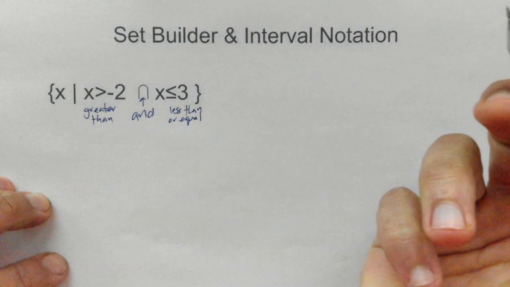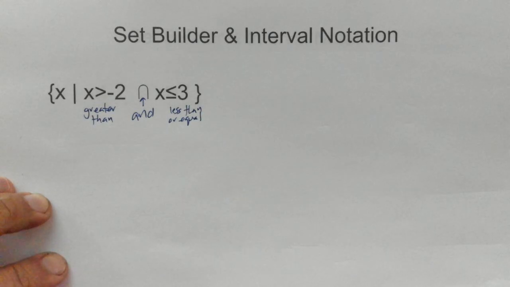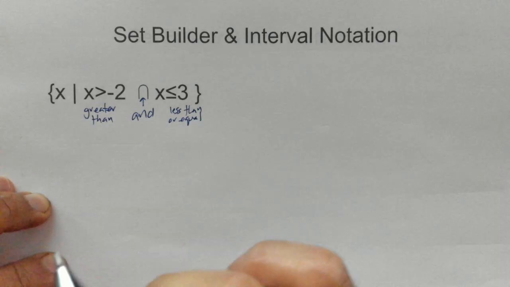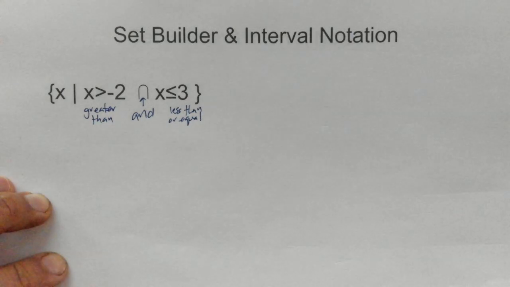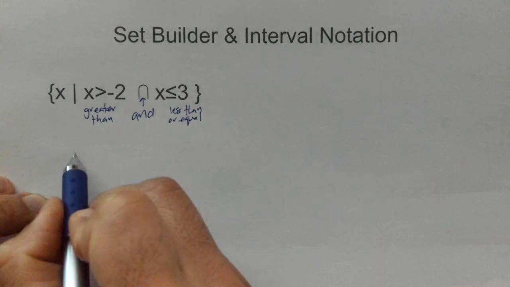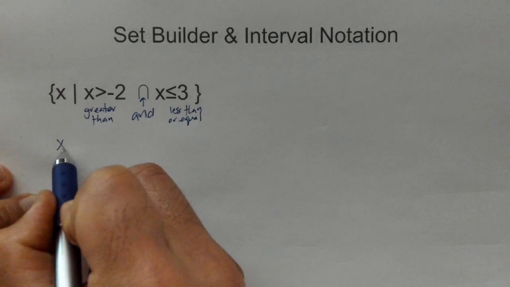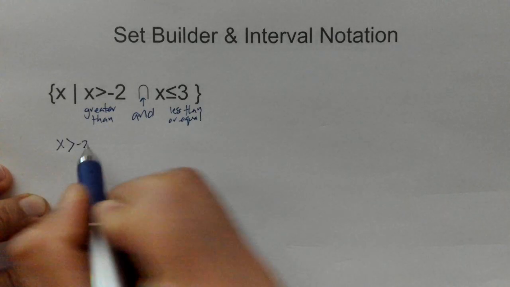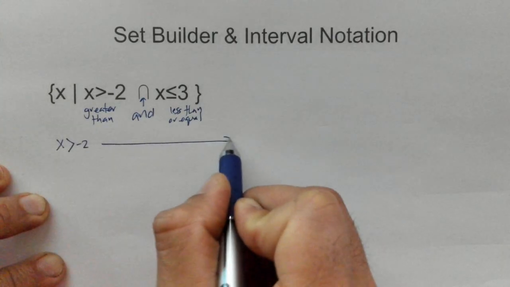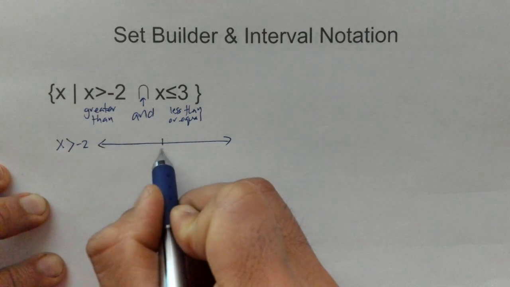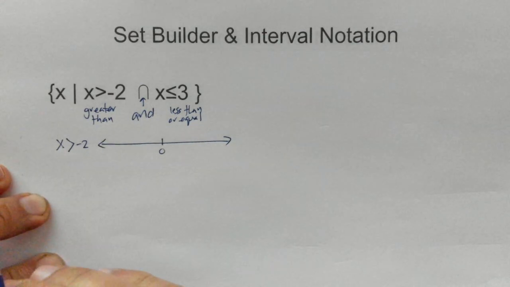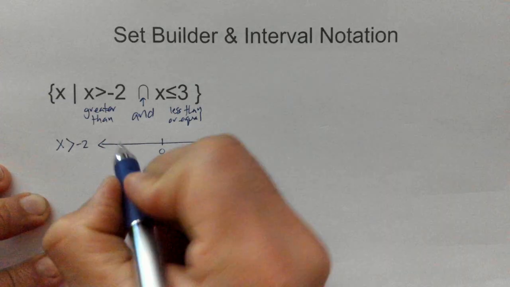So what does that look like on a number line? Right? What am I working with here? Something greater than -2 and at the same time less than or equal to 3. So let's draw that. I'm going to start with a graph of greater than -2. I'm going to use 0 as my reference, just a location so I can see where -2 would be.